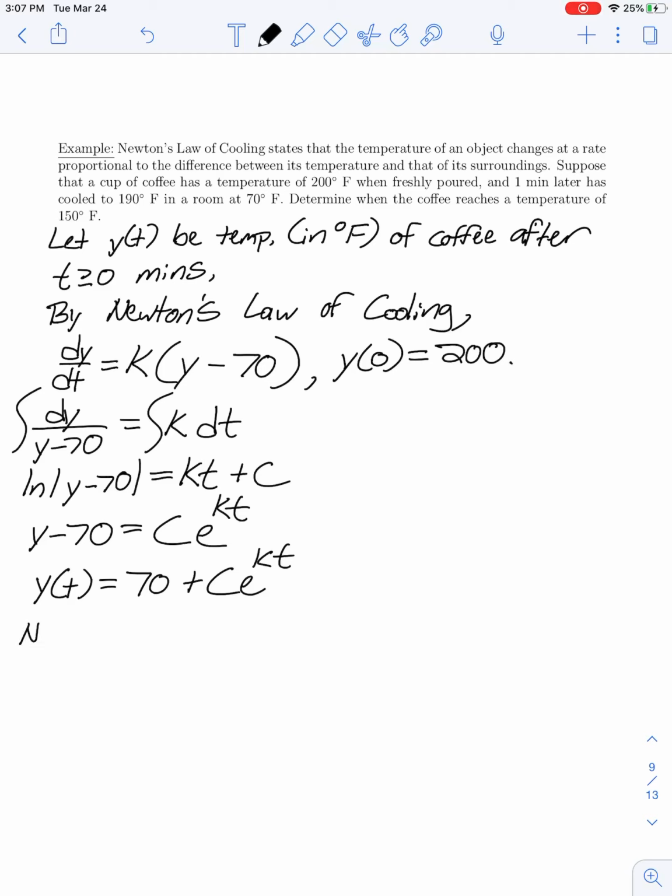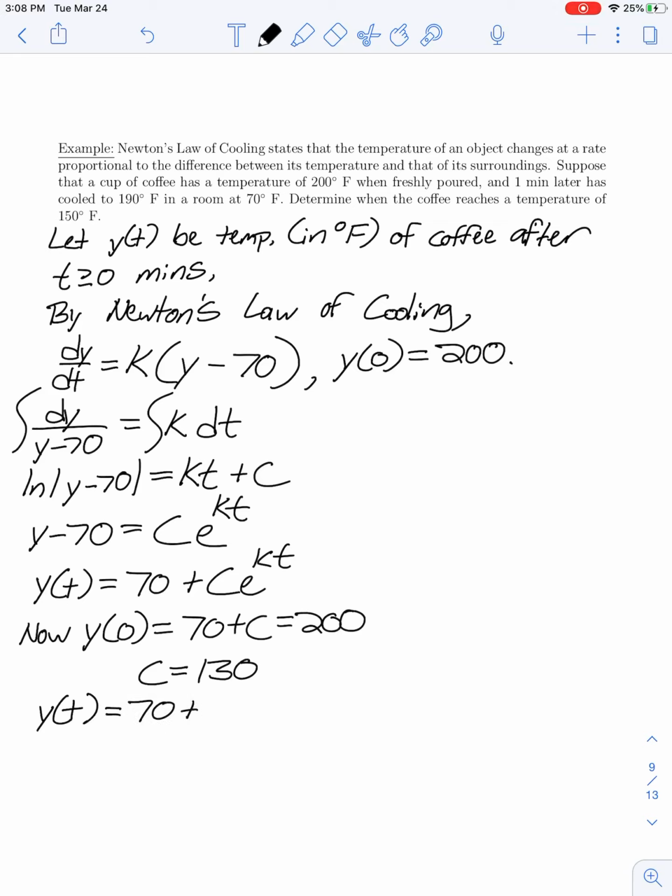Now, at this step, I can solve for my constant c by using the initial condition y of 0 equals 200. So let's see what this gives us. If we evaluate this function at 0, we have 70 plus c, which we know has to equal 200. Therefore, c is equal to 130, and y of t is then 70 plus 130 times e to the kt power.